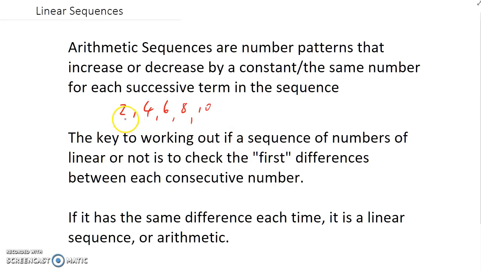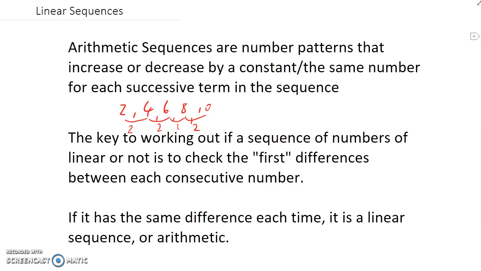What that means is that if I was given a sequence, so you can see here 2, 4, 6, 8, what I need to do is check the difference between 2 and 4. The difference between 2 and 4 is 2. The difference between 4 and 6 is 2. The difference between 6 and 8 is 2. And the difference between 8 and 10 is 2. So we've checked what we call the first differences between each consecutive number. The fact that the first difference is 2 each time shows that it is an arithmetic sequence.